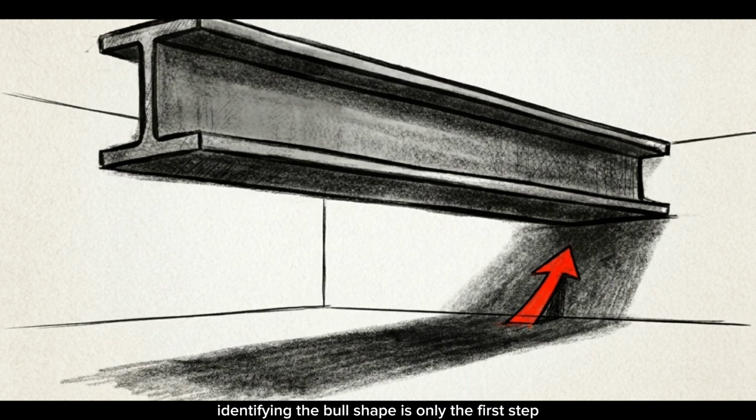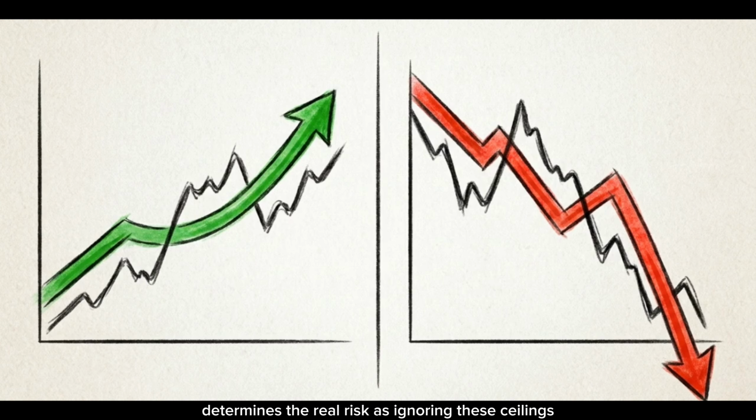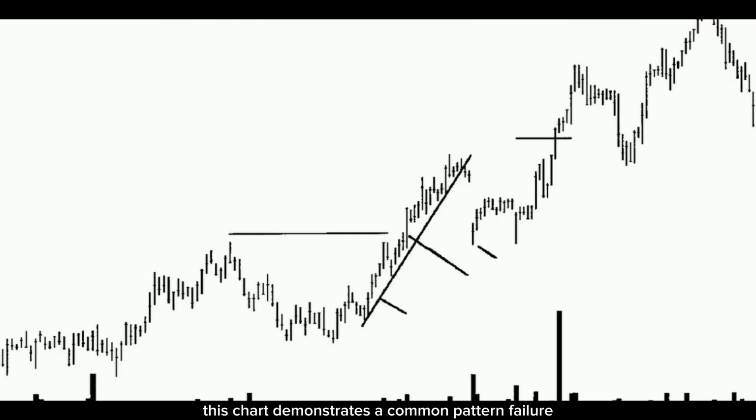Identifying the bull shape is only the first step. Mapping historical resistance zones determines the real risk, as ignoring these ceilings is often the difference between a minor gain and a 30% loss. This chart demonstrates a common pattern failure, known as a throwback.